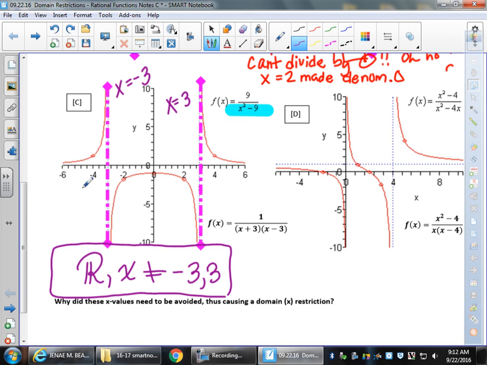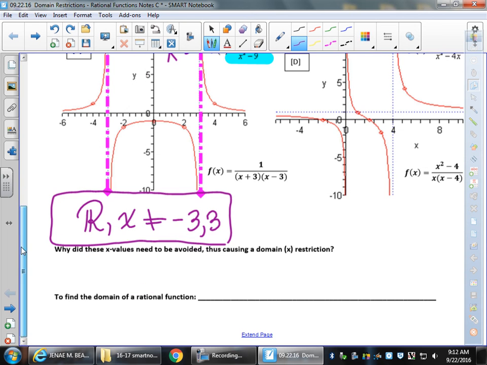All right, let's summarize. In the bottom here, why did these x values need to be avoided? Why? Because what do they make happen? It makes what 0? Because they make?